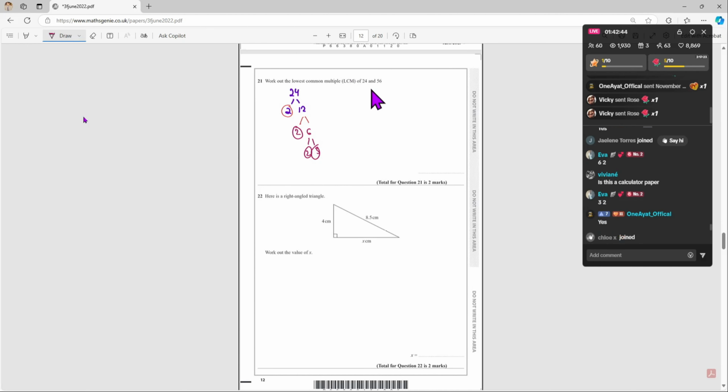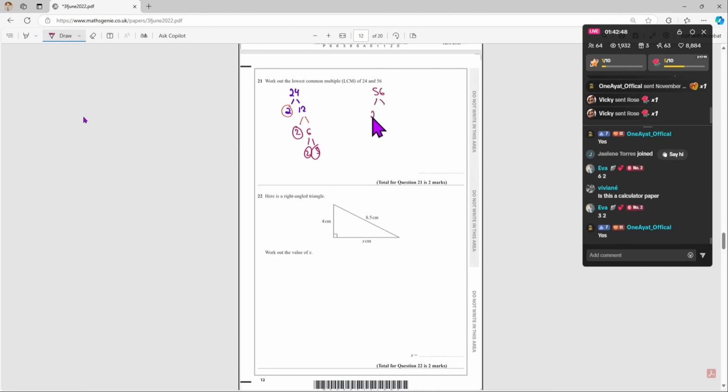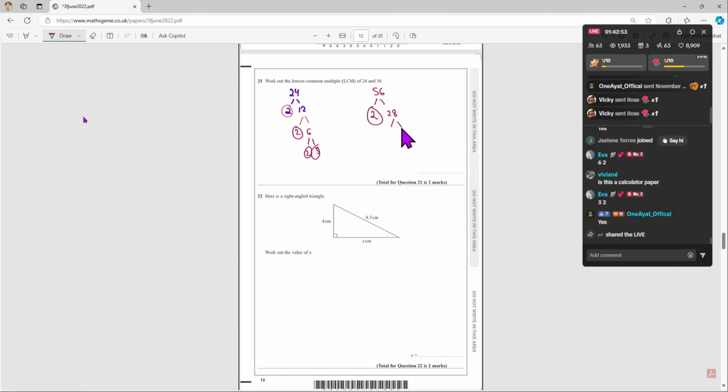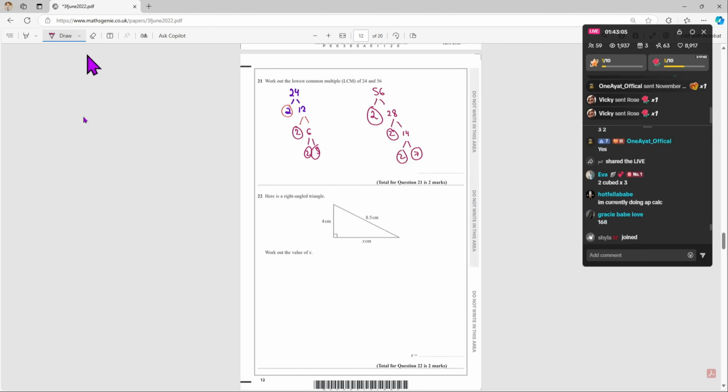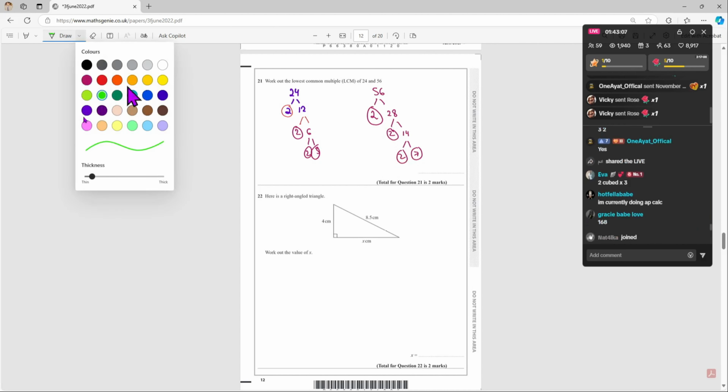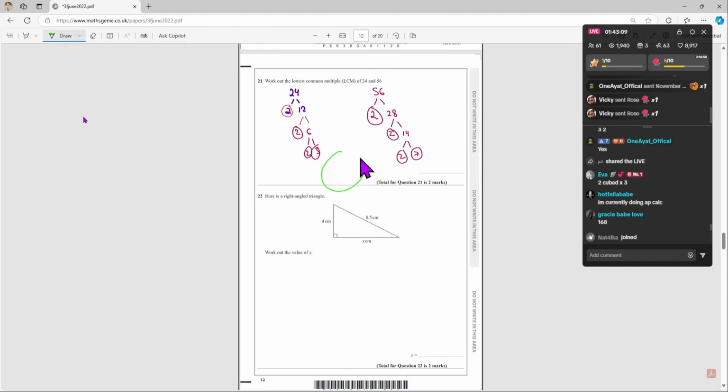We're going to do the same thing for 56. Two numbers are 2 and 28. Circle this number. Then we have 2 and 14. Circle this number. And then 2 and 7. Circle these two numbers. Okay. Now once you've done that, we're going to use our Venn diagram method. So you're going to draw your two lovely circles like this.